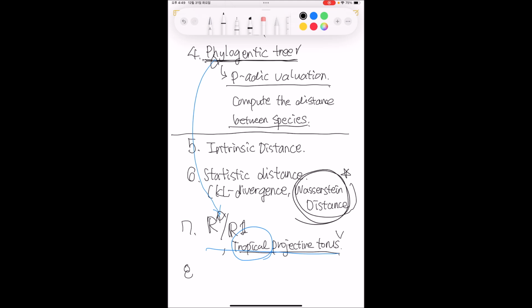And the last part, the tropical p-Wasserstein metric, is related to deep learning systems. And in this part, as I said, the geometrical meaning of the Wasserstein distance.